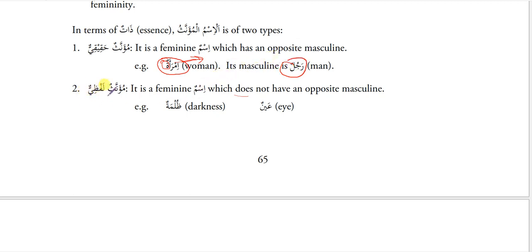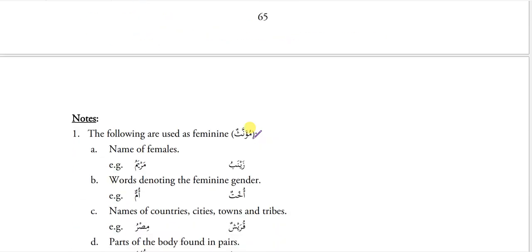And then we have muannas lafziyu. It is a feminine ism which does not have any opposite masculine, like zulmatun and ainun. So I have explained all these things with a little bit of difference. Okay, just remember the way I told you.